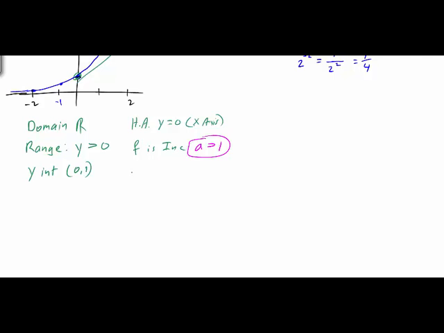But then the function f is going to be decreasing if your a value is between 0 and 1. So in other words, if you have some fraction here between 0 and 1, the graph will be decreasing. Okay, so here are some basic properties with your exponential function.